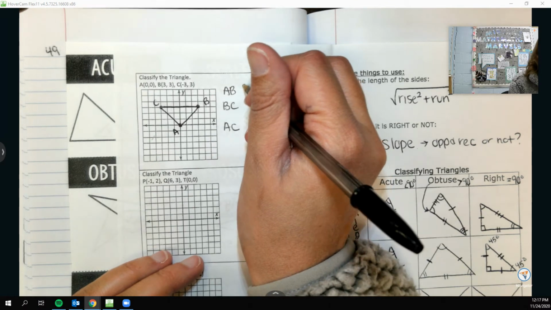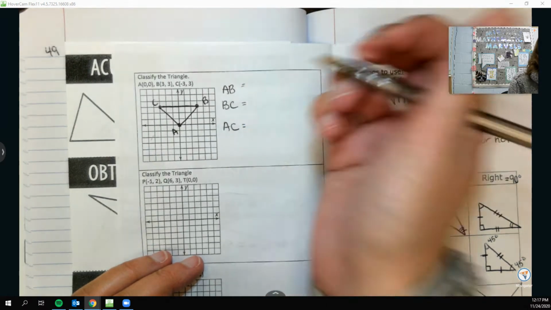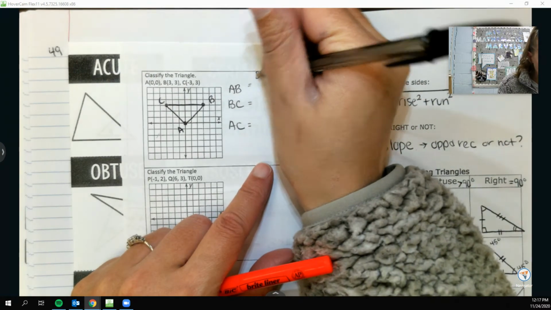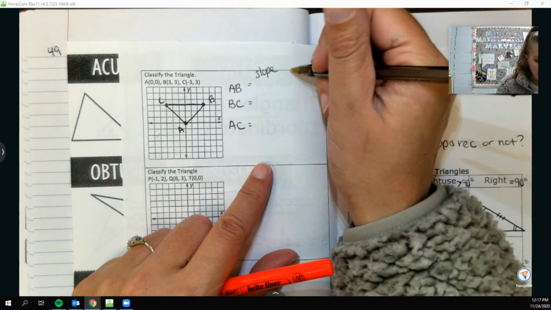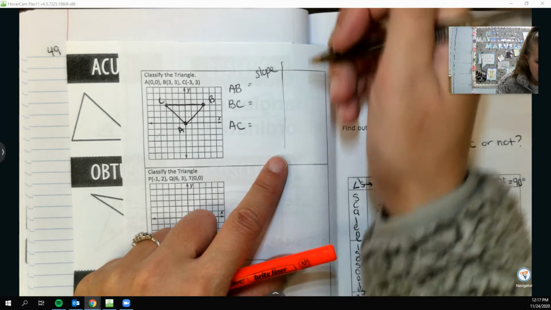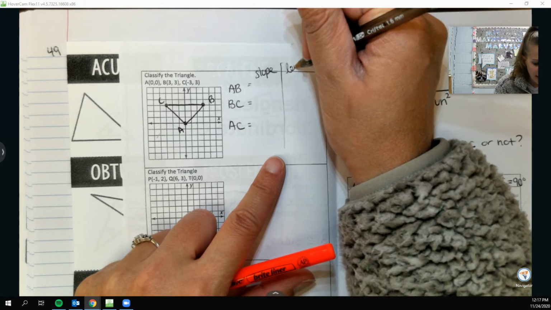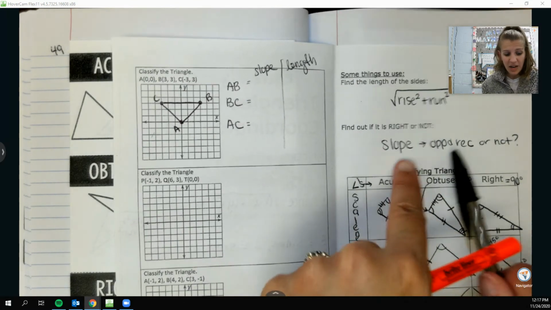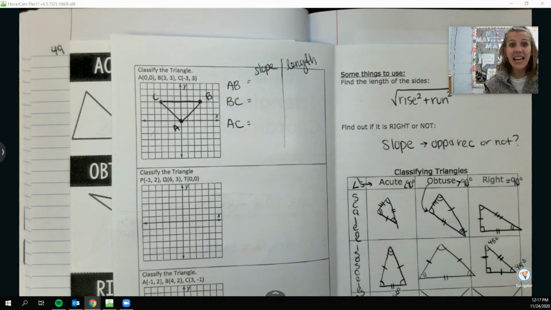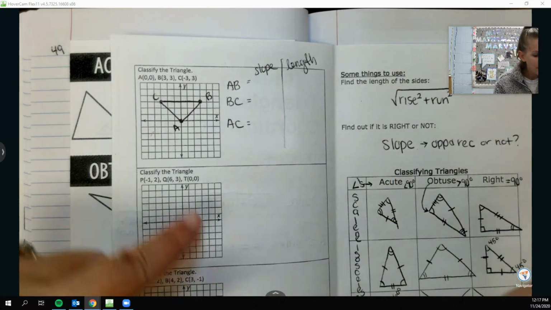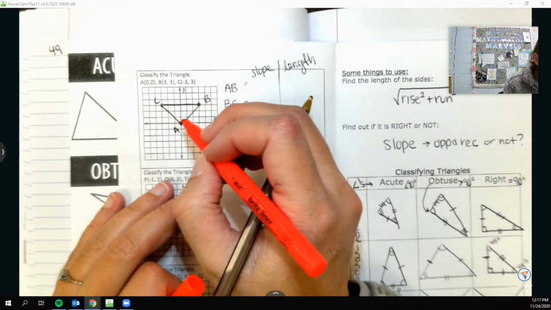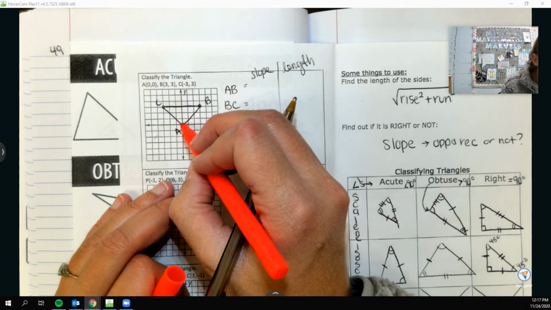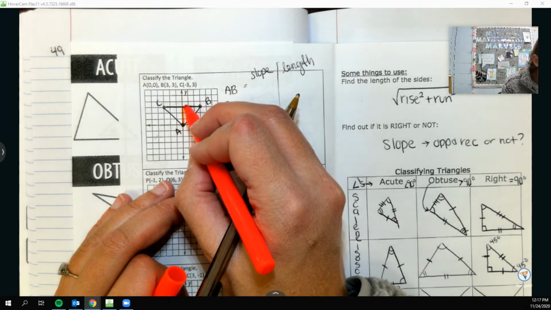I'm going to find three things. I don't really need the slope, but I still find the slope because that will help me find the length. Oh no, I do need to find the slope because then that'll help me figure out if it's right or not, and it'll help me find the length. So that's good. For AB, to find the slope, I need to start at A and go to B because A is leftmost. So if I count, I go up 3, over 3.